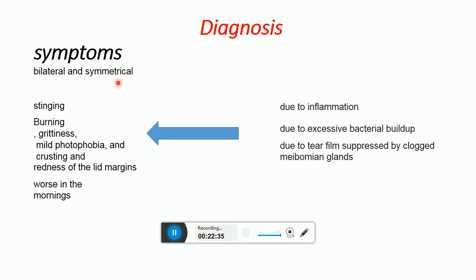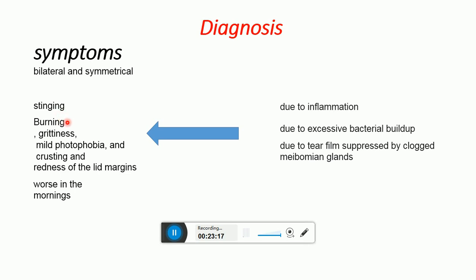Diagnosis: this is usually a bilateral and symmetrical condition. There is no visual disturbance. Symptoms are caused by disruption of normal ocular surface function, due to reduction in tear stability, and are similar in all forms of blepharitis. Stinging is more common in posterior disease. There is poor correlation between severity of symptoms and signs.